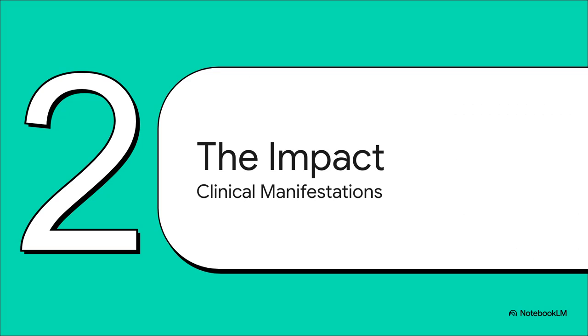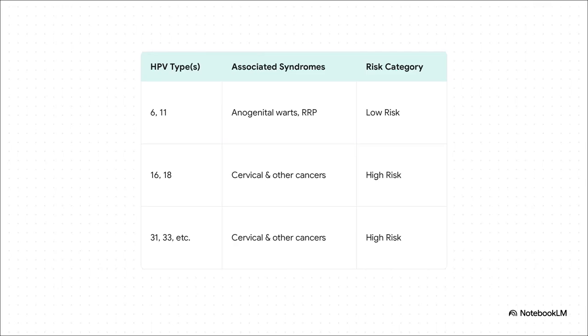Okay, let's shift gears now from the virus to the patient. What's the actual clinical impact? How does this virus show up? The clinical spectrum for a human papillomavirus is just incredibly broad, and it really all depends on the type. This distinction is absolutely critical when it comes to diagnostics. You've got your low-risk types, like 6 and 11, which mainly cause benign stuff like anogenital warts. But then, you have the persistent infections with high-risk types. We're talking particularly about 16 and 18, and that's the primary driver of malignancy.